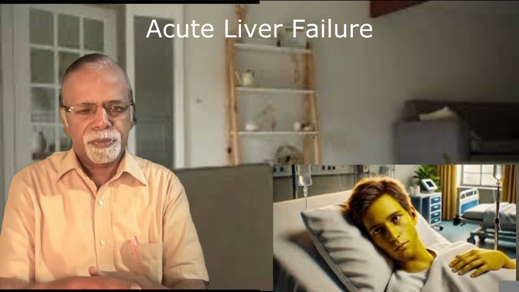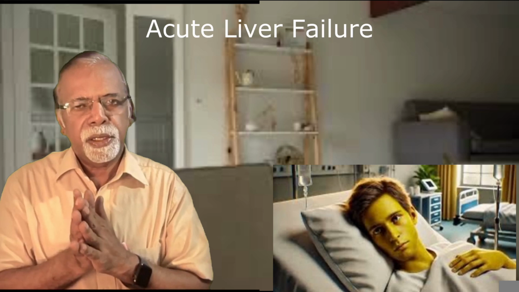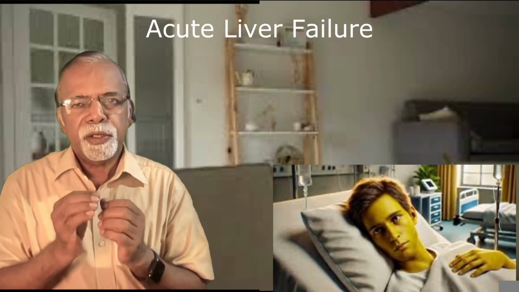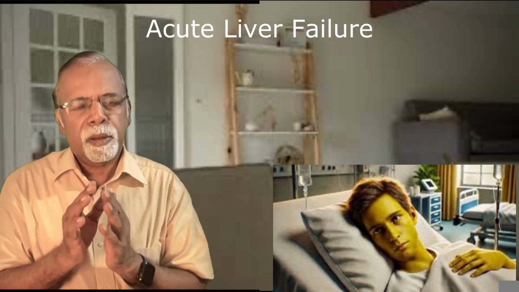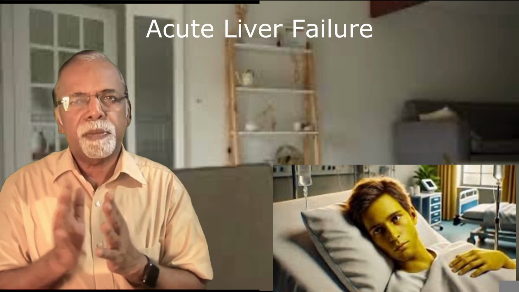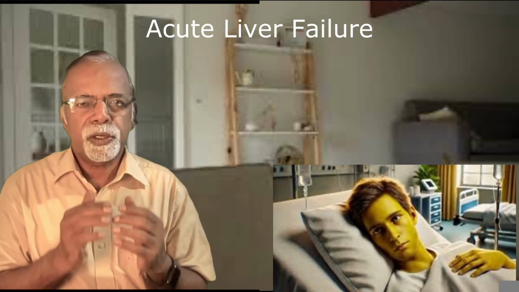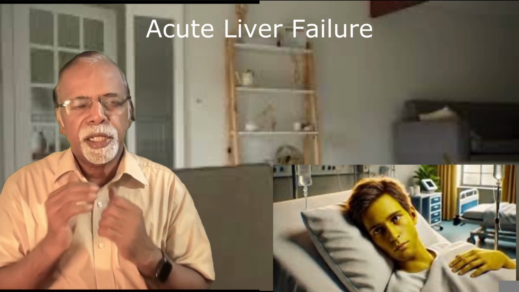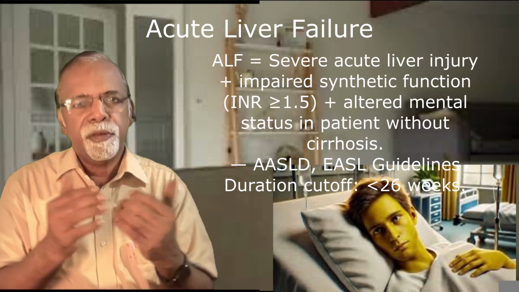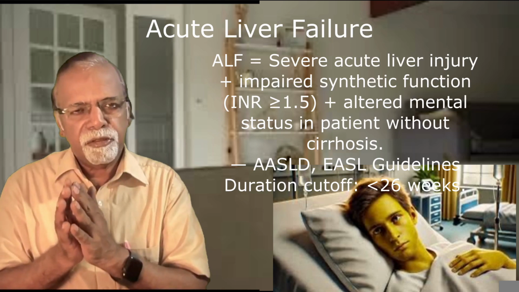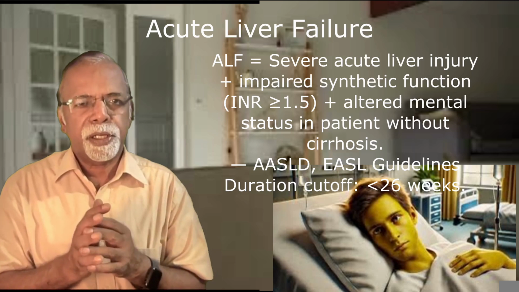What is the definition? Acute liver failure is severe liver injury plus evidence of impaired synthetic function, as evidenced by INR more than 1.5, plus altered mental status in a patient without cirrhosis. So this occurs in patients without an underlying liver disease, where there is liver injury, usually evidenced by jaundice, impaired synthetic function, usually we look for the INR, plus the patient has features of hepatic encephalopathy.